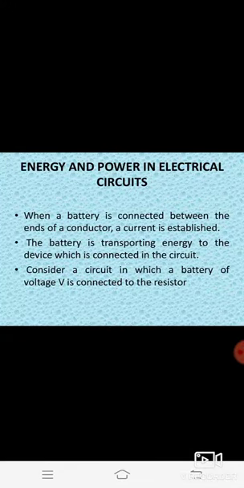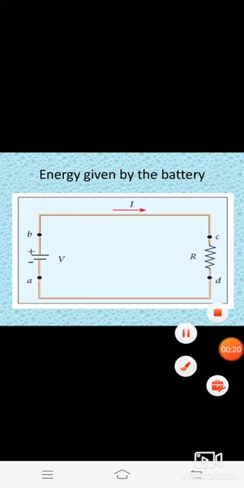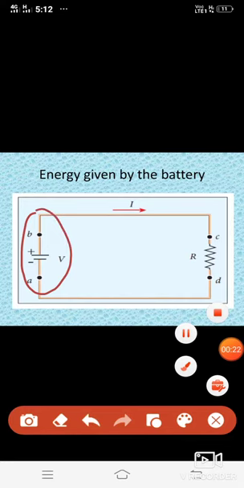Hi students, now I am going to teach energy and power in electrical circuit. To calculate the energy and power in the electrical circuit, we take one battery connected to one resistance. In this we note the points A and B in the battery, and we note the points C and D.